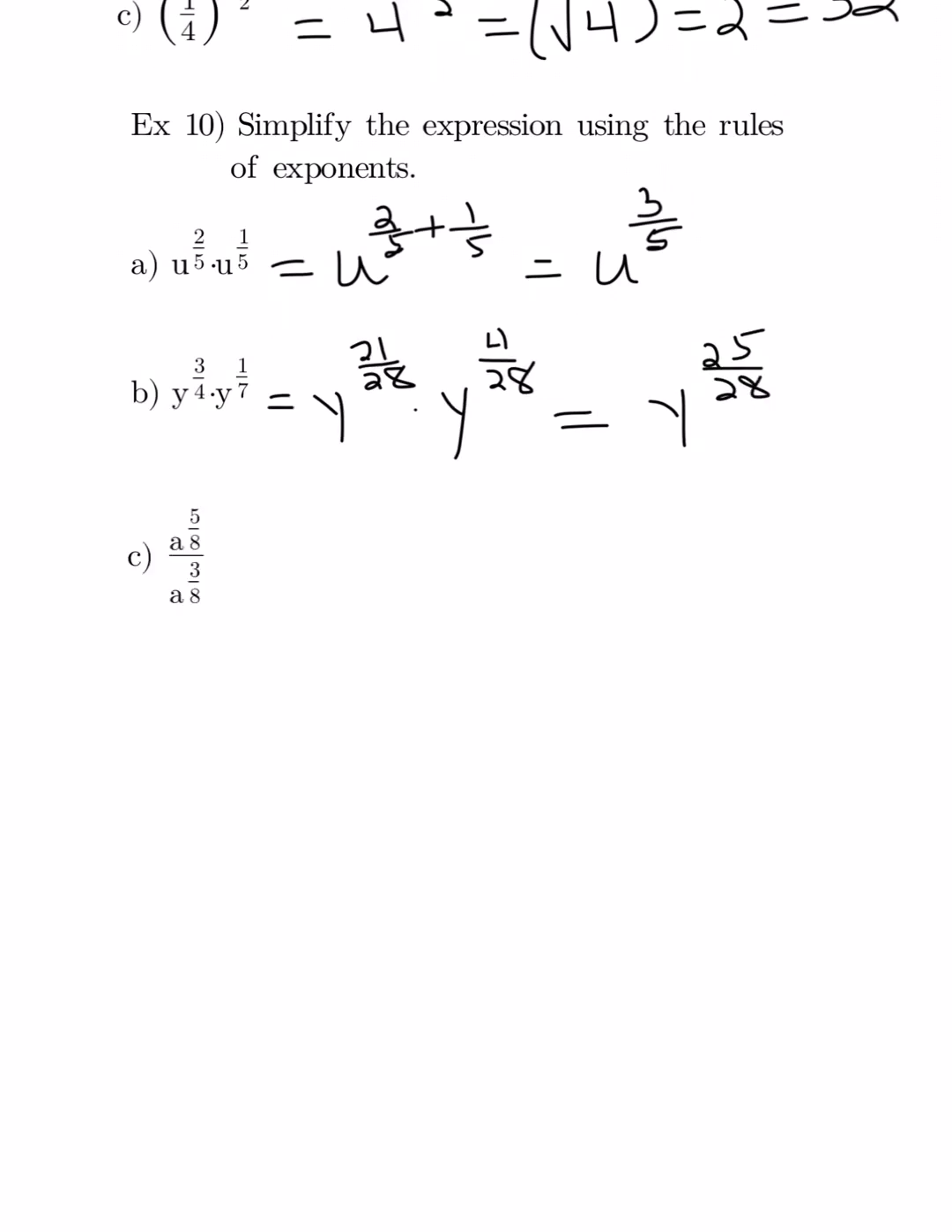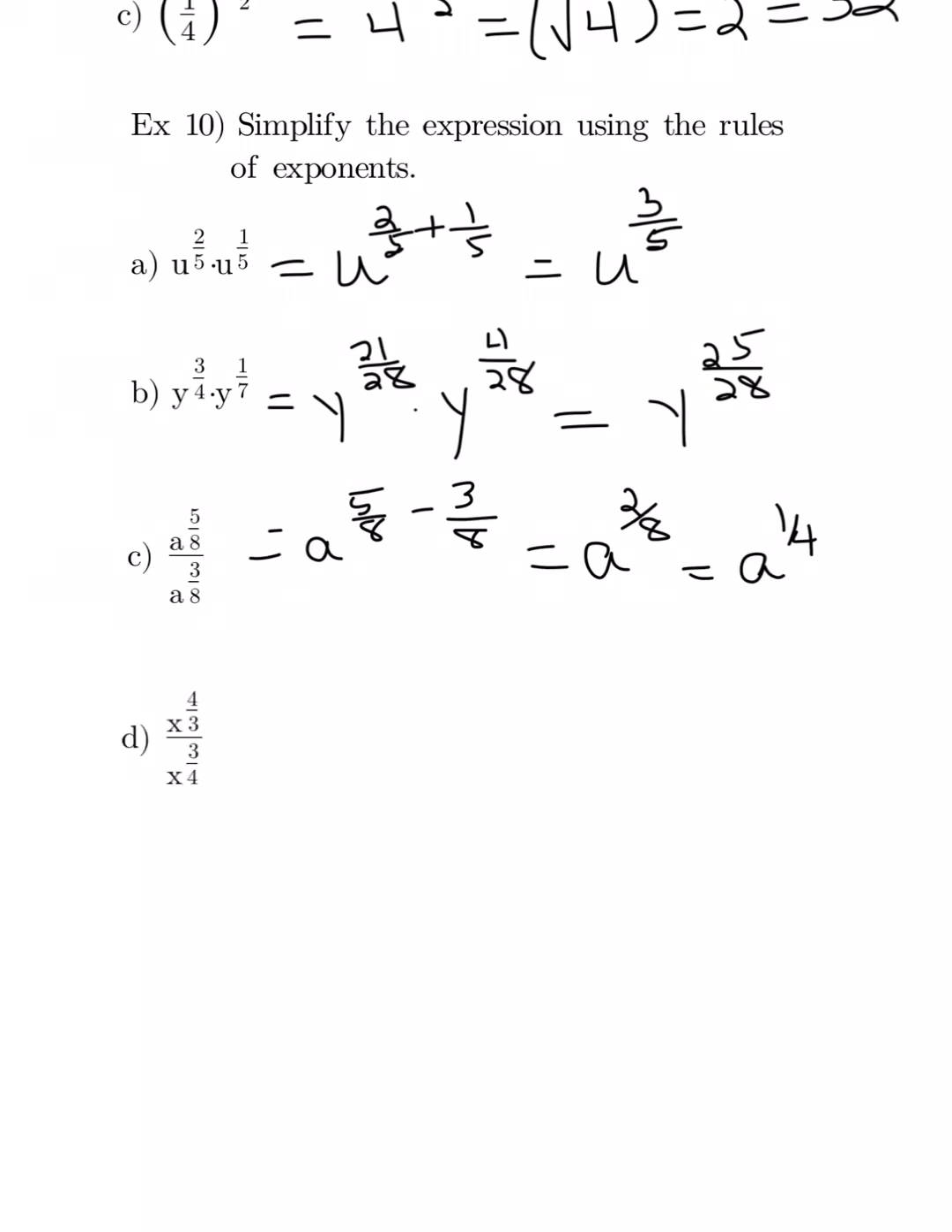When your bases are being divided, remember that the rule is that you subtract the powers. So a to the 5/8 divided by a to the 3/8 becomes a to the 5/8 minus 3/8, which is a to the 2/8, which we can simplify to be a to the 1/4.